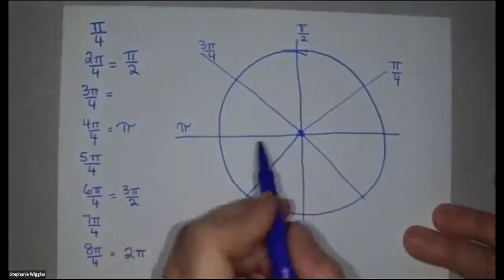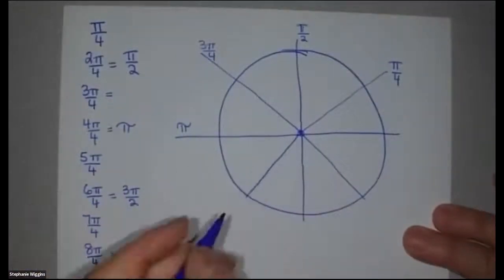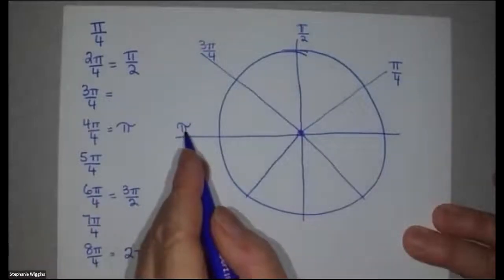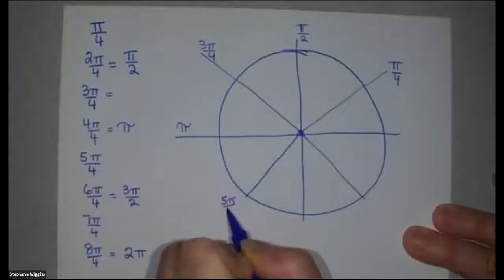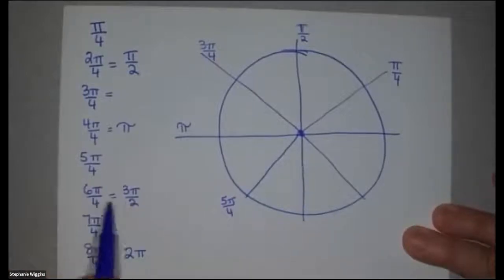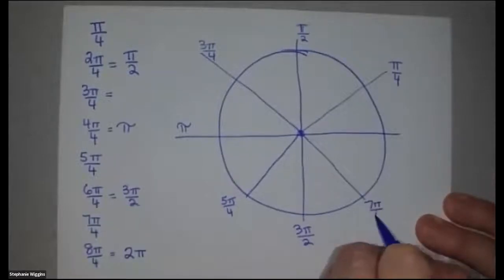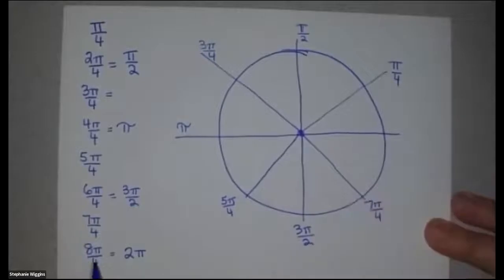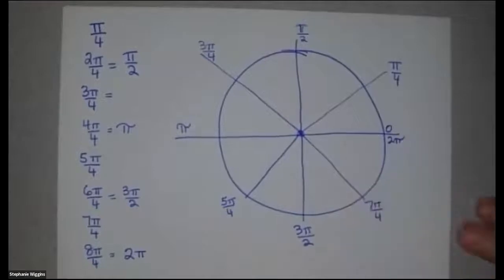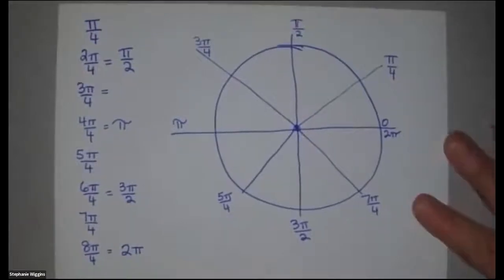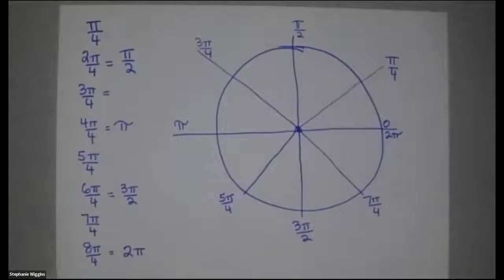So this is supposed to be matching. So this is 4 pi over 4, which is pi. This is 5 pi over 4. This is the 6 pi over 4, or 3 pi over 2 when you simplify. Here we have 7 pi over 4, and then coming back to 2 pi. So you start at 0 and you end at 2 pi, okay? Now, we want to calculate the trig functions for those different angles, okay?